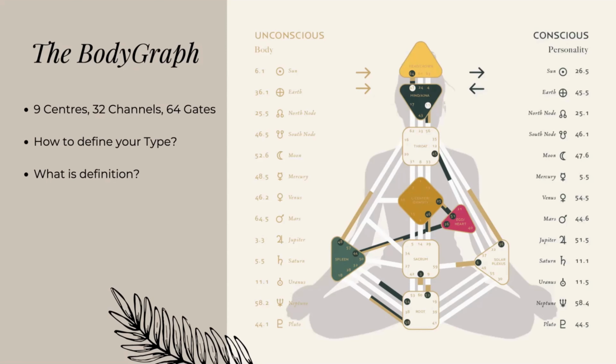These geometrical shapes are called centers, and there are 9 of them. I will talk about the centers in a minute and explain every one of them in detail. Also, these centers are connected through lines, and these lines which connect the centers are called channels, and there are 32 of them. Also, in the centers themselves, there are these little numbers that go from 1 to 64, and they are called gates. So there are 64 gates in total.